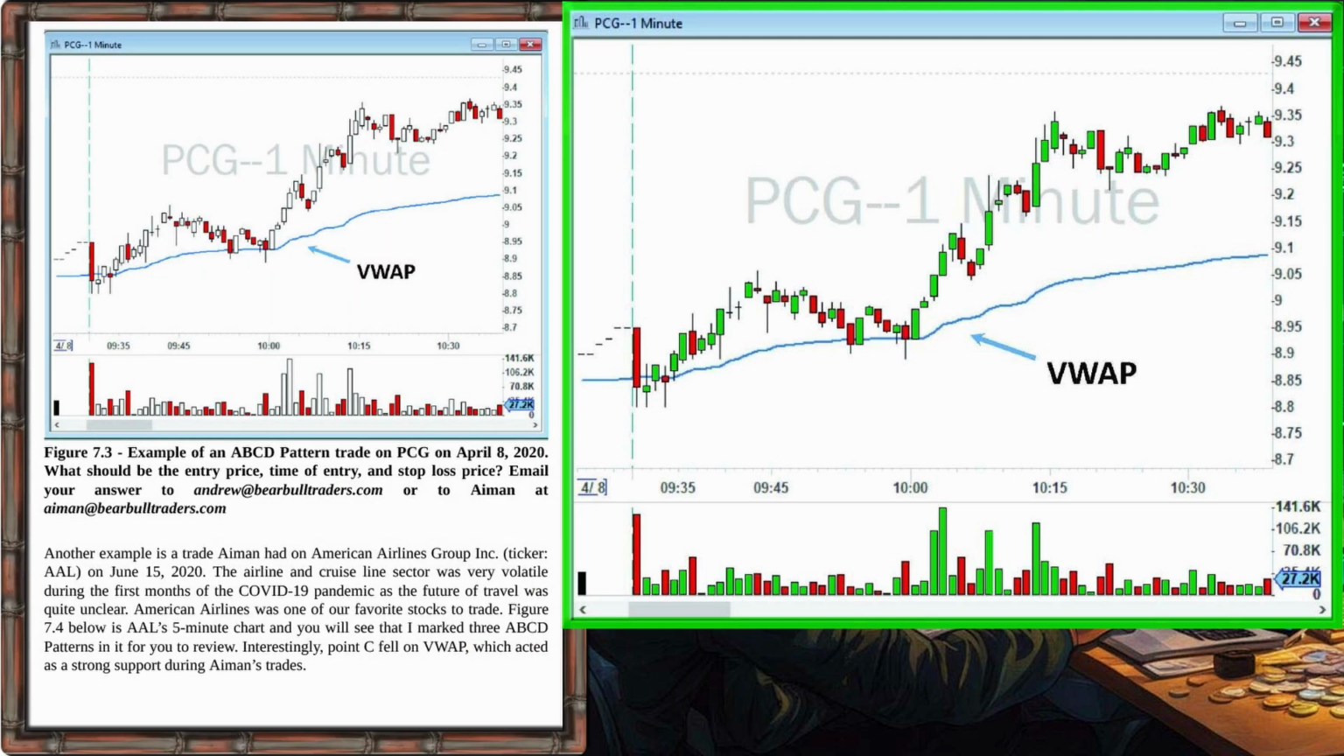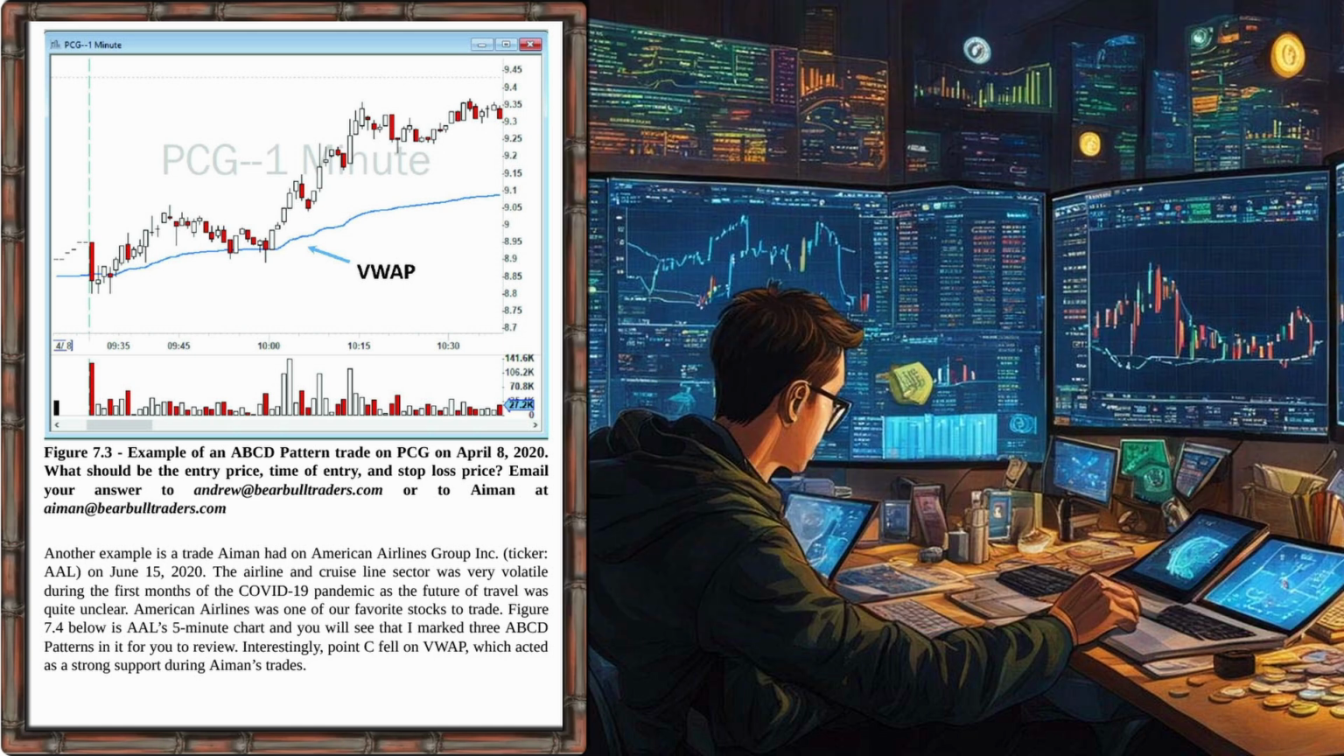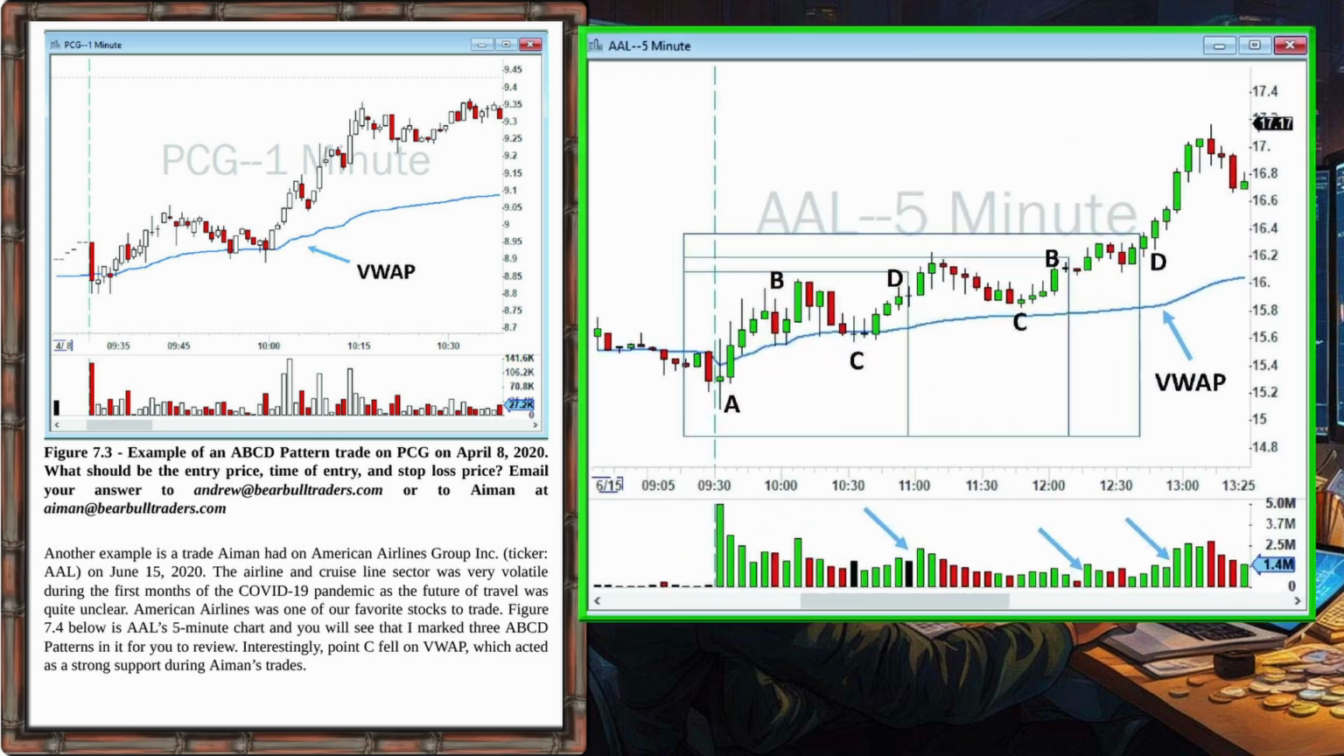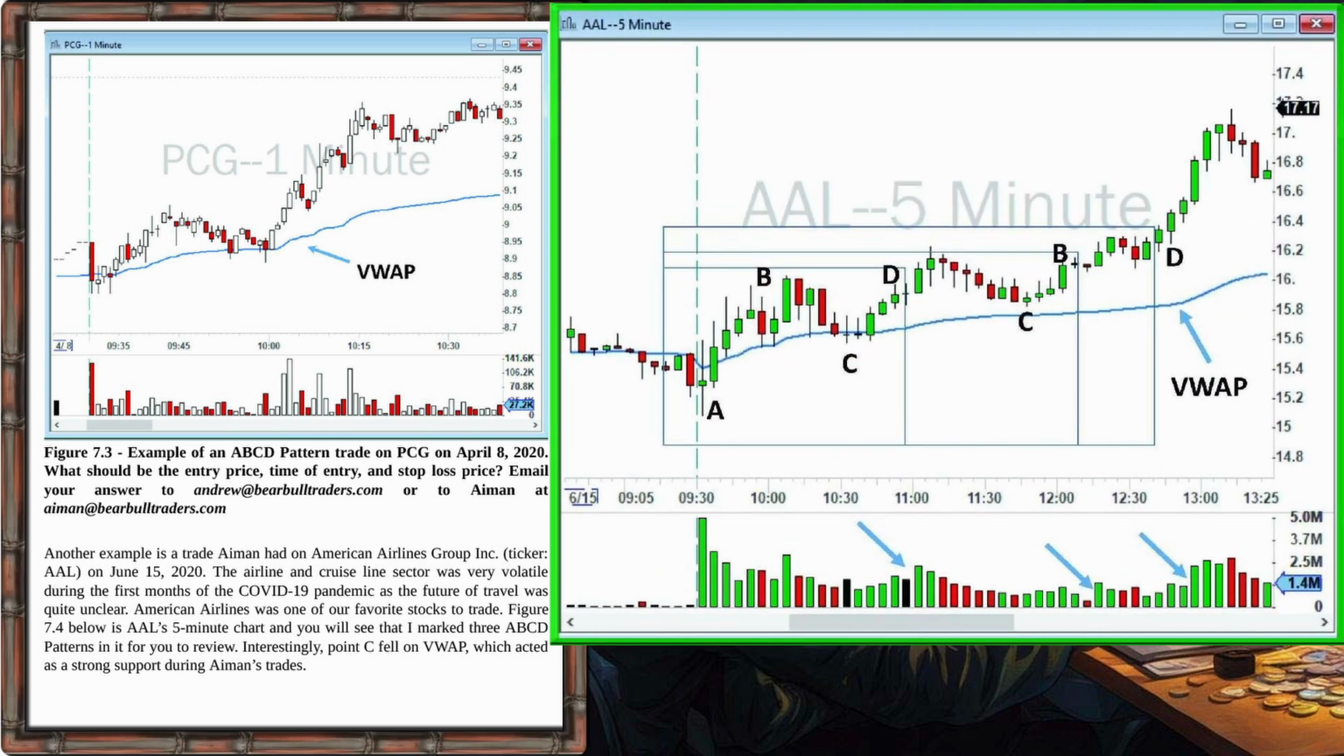Another example is a trade Ayman had on American Airlines Group Inc., ticker AAL, on June 15, 2020. The airline and cruise line sector was very volatile during the first months of the COVID-19 pandemic, as the future of travel was quite unclear. American Airlines was one of our favorite stocks to trade. Figure 7.4 below is AAL's 5-minute chart, and you will see that I marked 3 ABCD patterns in it for you to review. Interestingly, point C fell on VWAP, which acted as a strong support during Ayman's trades.